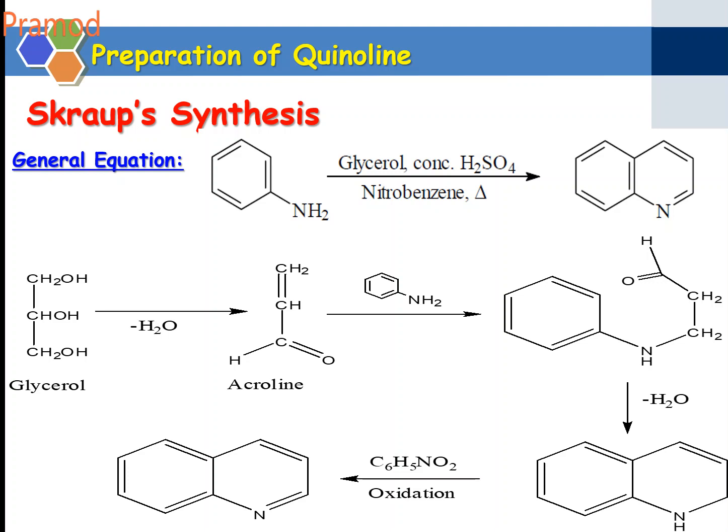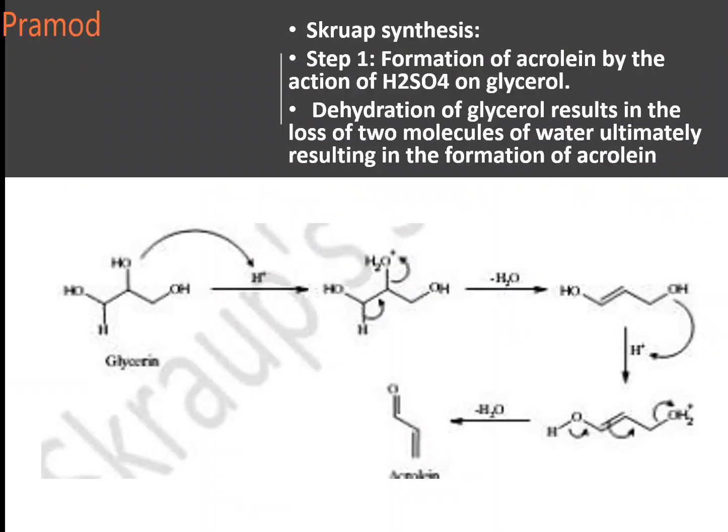So you take glycerol, and when you heat it in the presence of an acid, that is concentrated H2SO4, it gets converted to acrolein. When this acrolein is treated with aniline, first of all you get an adduct which undergoes cyclization, followed by oxidation in the presence of nitrobenzene. So this is the basic thing. Now how does it happen? Let's go step by step.